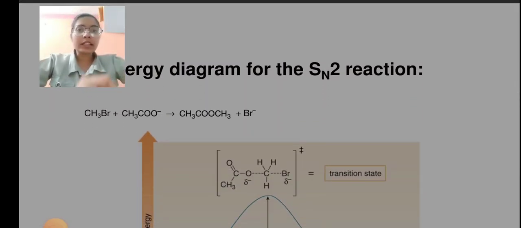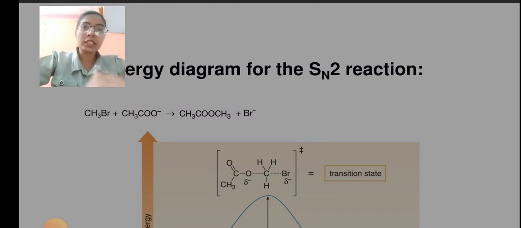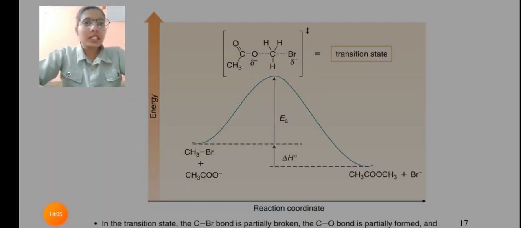An energy diagram for the SN2 reaction. In the reaction, CH3Br plus acetate ion is equal to CH3COOCH3 plus Br negative. So here is the energy diagram. As we can see, CH3Br plus acetate ion has more energy in comparison to the product, that is CH3C double bond O, OCH3 plus Br negative ion. It means that the product is more stable than the reactant.